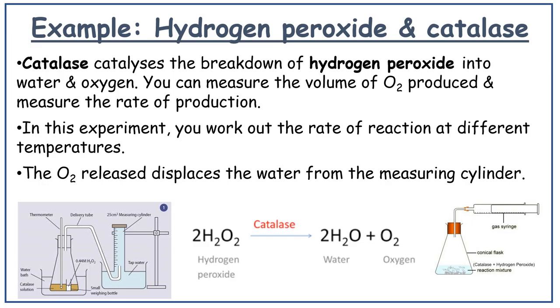So catalase catalyzes the breakdown of hydrogen peroxide into water and oxygen. And you can measure the volume of oxygen produced and measure the rate of production. In this experiment, you work out the rate of reaction at different temperatures, and the oxygen release displaces the water from the measuring cylinder. Or if you wanted to be more accurate, you could use a gas syringe to collect it instead.